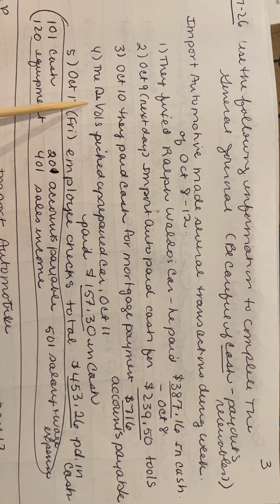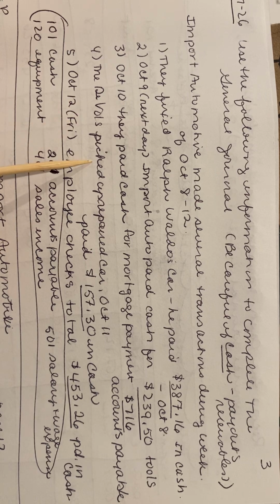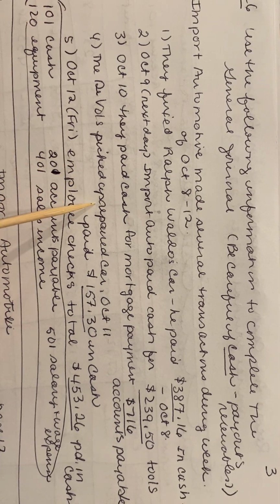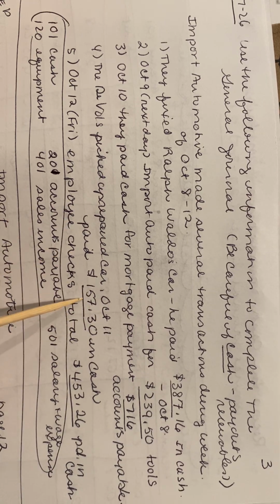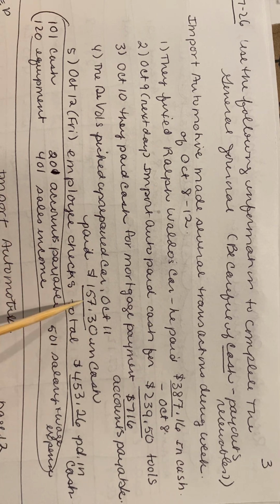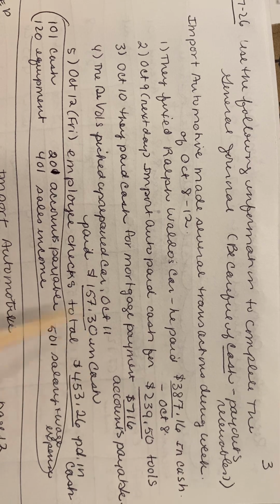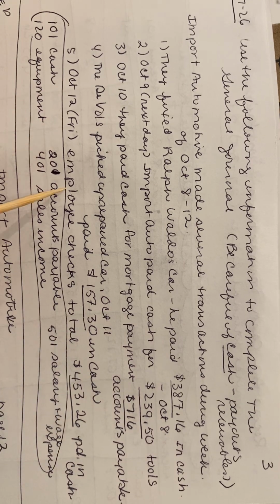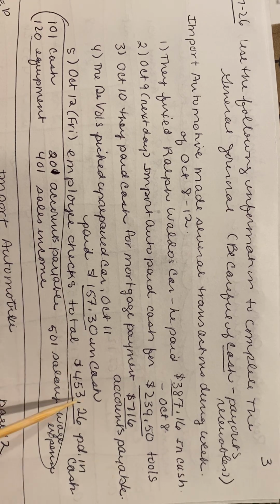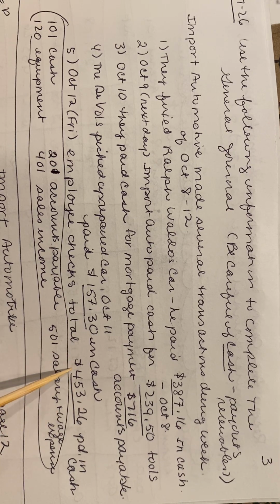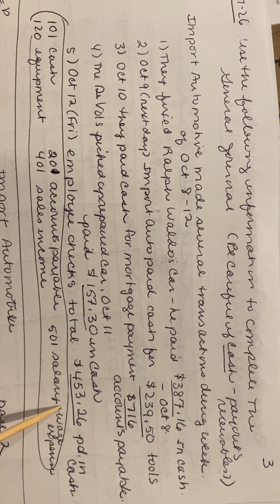The Delvos picked up a repaired car on October 11th, and they paid Import Automotive, which is us, $157.30 in cash. Then October 12th, Friday, the employee checks totaled $453.26, which we paid out of our cash to pay our employees. So this is what we had.